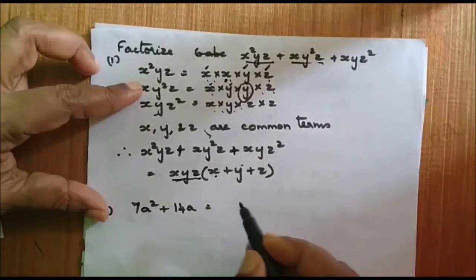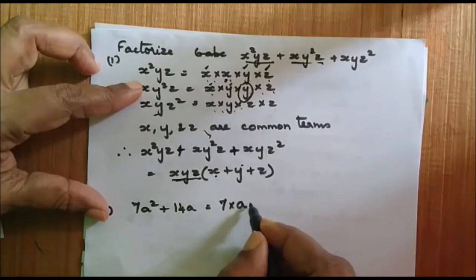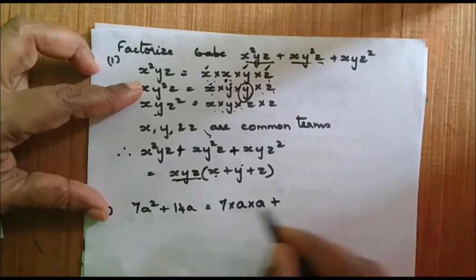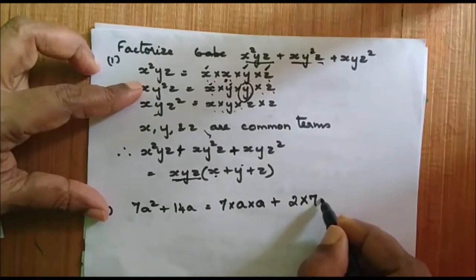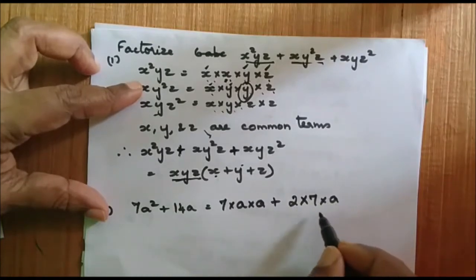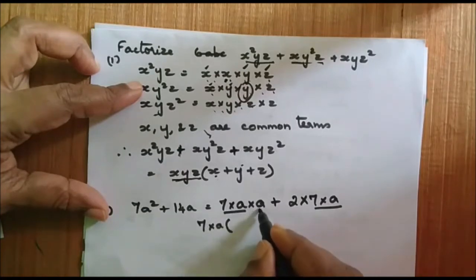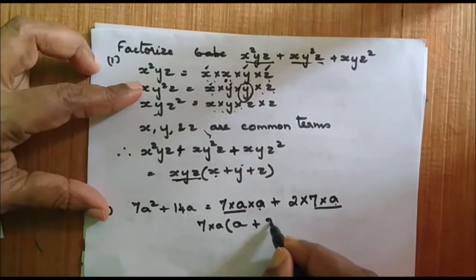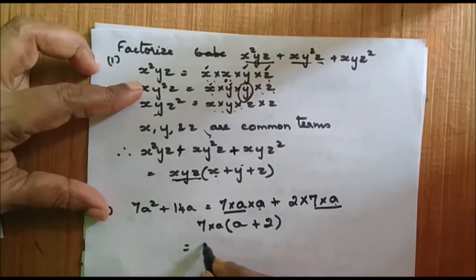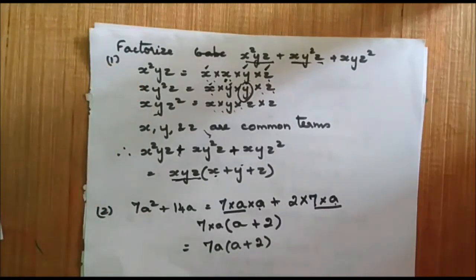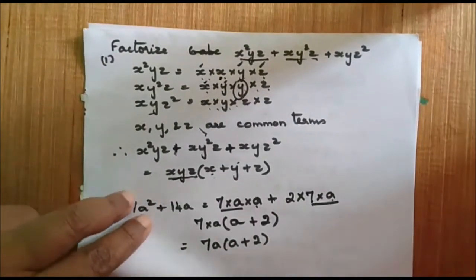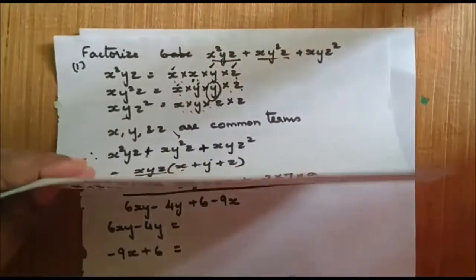Similarly, we will write this expression as 7 into a into a plus 14 can be written as 2 into 7 into a. Now what are the common terms? 7a is present here, 7a is present here. So I can write this as 7 into a, I'll take it out. A is remaining, I write here, I bring the plus here. 7 and a is taken out, only 2 is remaining. So this can be written as 7a into a plus 2. This is how we factorize a given expression by taking out the common terms.